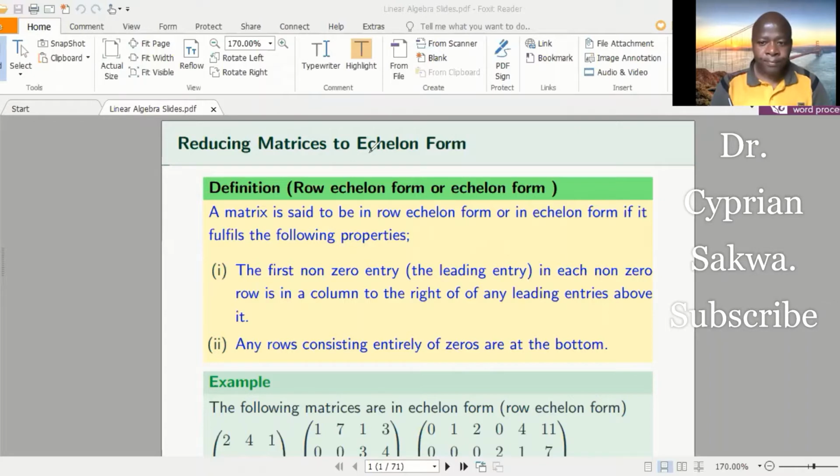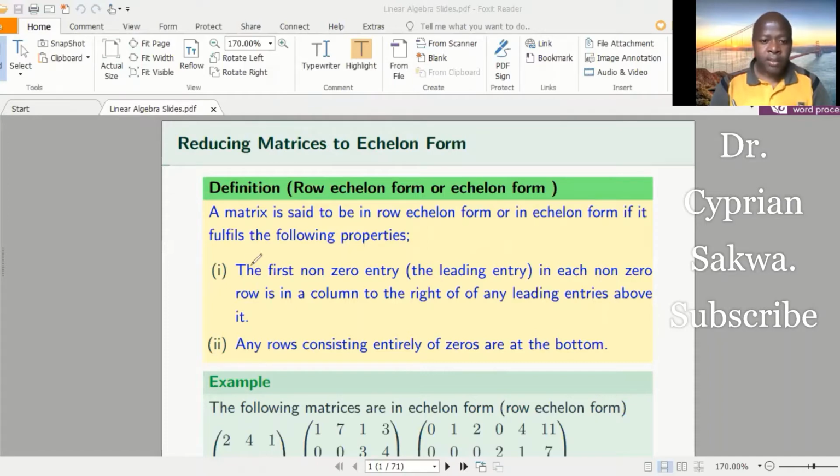Let's see how to reduce matrices to echelon form, or how to write a matrix in echelon form. So the first thing that we need to know is, when do we say that a matrix is in echelon form? A given matrix will be said to be in echelon form if it fulfills the following two properties.